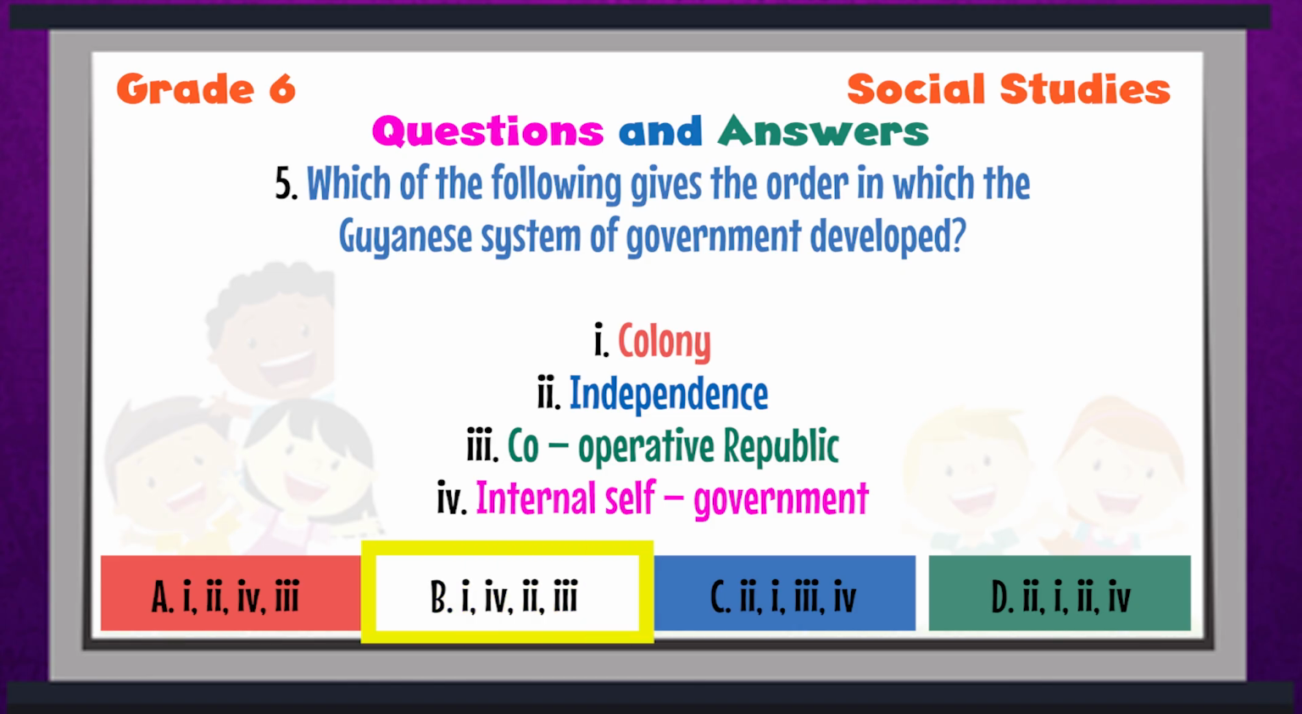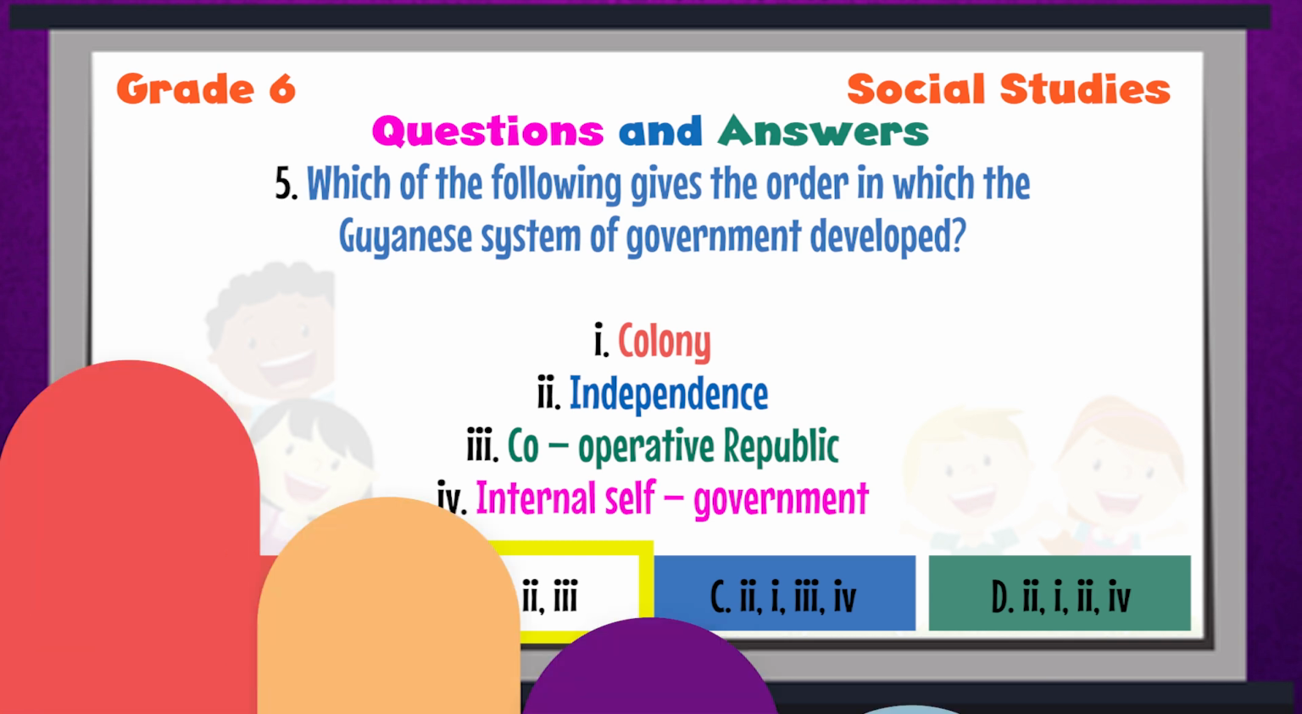1, colony. 4, internal self-government. 2, independence. And 3, cooperative republic. That's the order in which the Guyanese system of government developed.